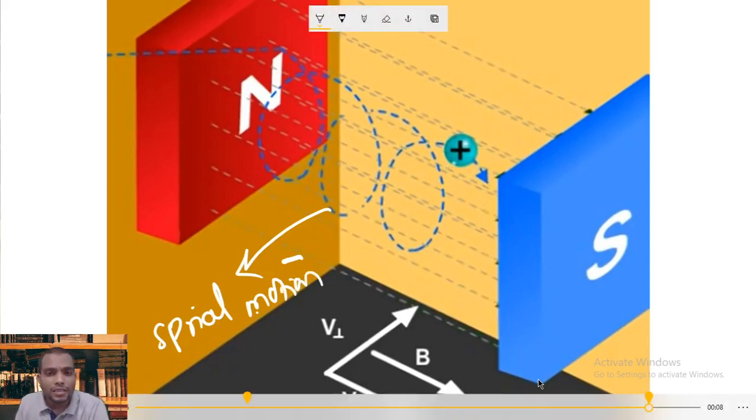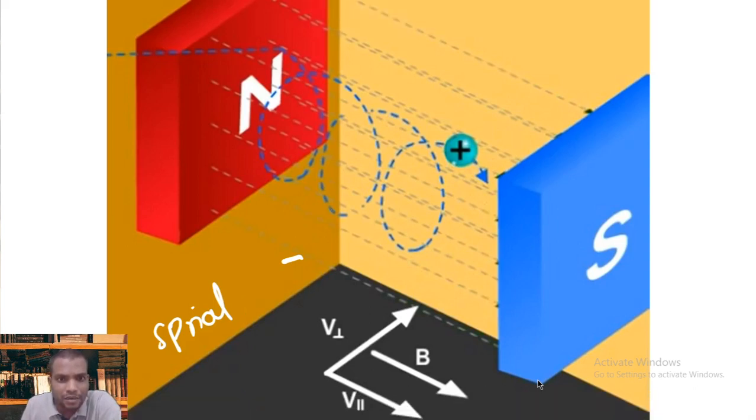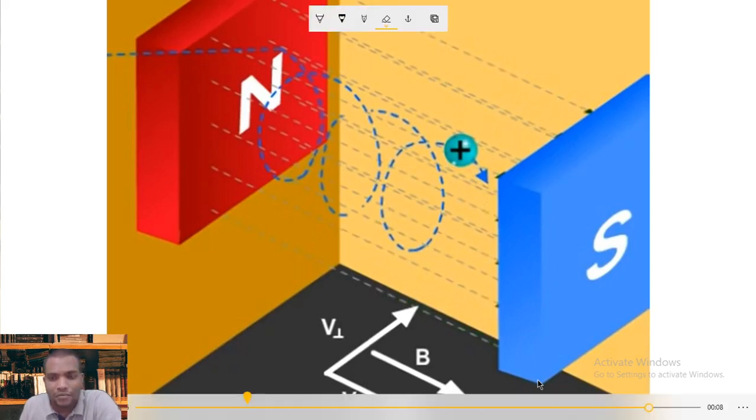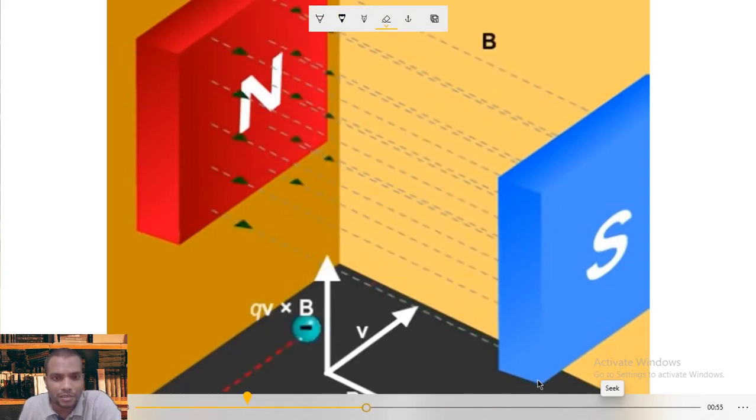So the perpendicular velocity component is perpendicular to the magnetic field, and that causes the positive charge here to move in a spiral. But the electron moves in a circular path. So here we saw two different types of motion for the two different charged particles. Let me play it again.